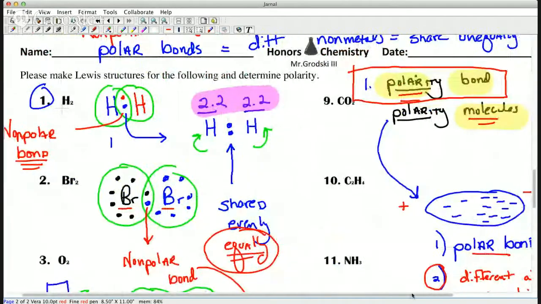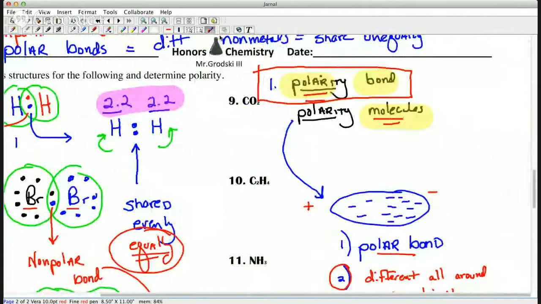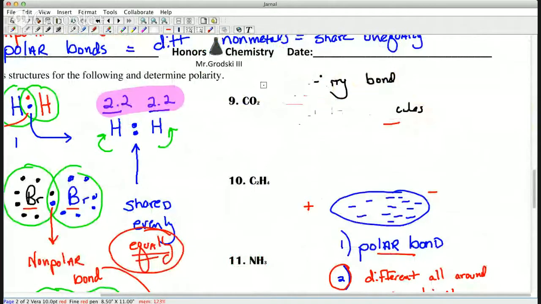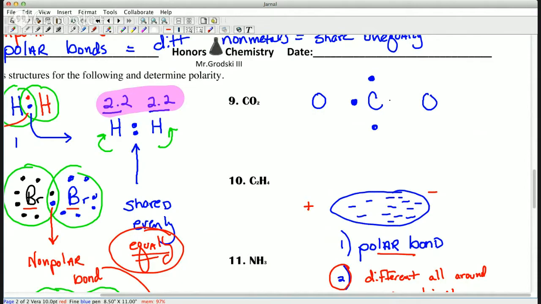Now let's go to CO2. All right. Now you should have drawn CO2 already. Okay, so I'm just going to quickly put this out here. Carbon in the middle. Here's my oxygens. I don't know if it's linear, but I'm starting this way. Carbon has 4 valence electrons. So I go 1, 2, 3, 4. Oxygen has 6. 1, 2, 3, 4, 5, 6. 1, 2, 3, 4, 5, and 6.